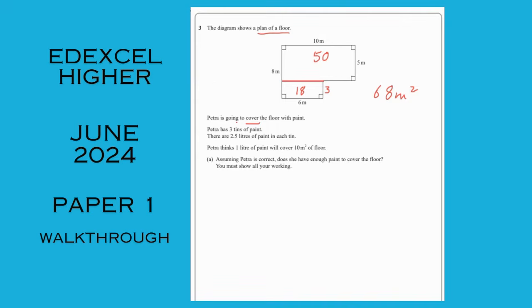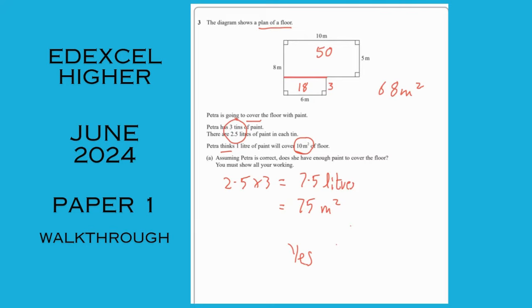So Petra has 3 tins of paint, 2.5 litres. So we treble it. So she's got 7.5 litres of paint, and she thinks that 1 litre covers 10. So that's what she thinks. So when you compare the 75 and the 68, yep, she's got enough.